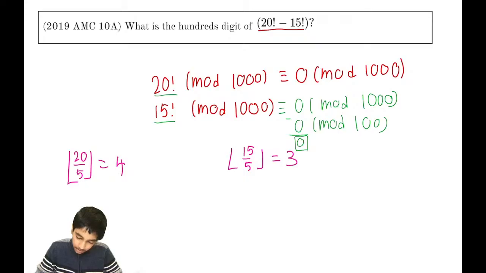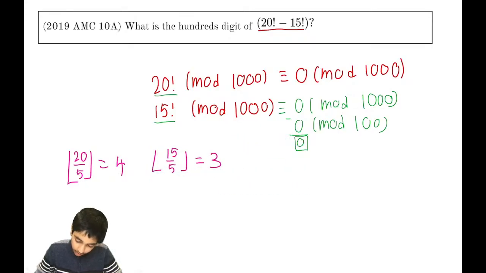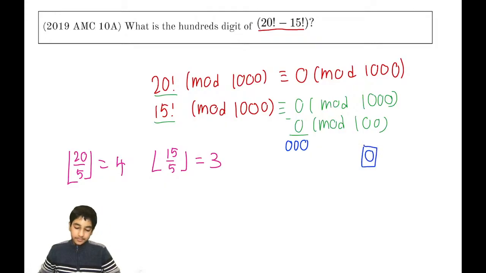Or let me just be a little bit clearer. So our number is just going to be 0, 0, 0. Our last 3 digits are just going to be 0, 0, 0. So clearly the hundreds digit is just going to be 0. And that's the solution for this problem.